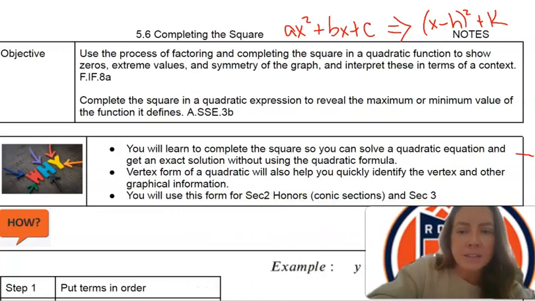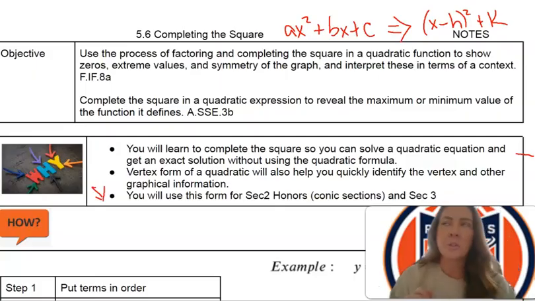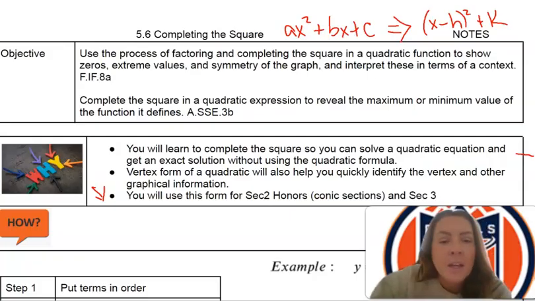Now, in other classes, we will be learning how to graph other shapes, which are called conic sections. In secondary 2 honors, we do this second semester. Some Sec 3 courses also teach those topics, and so you need that format, okay? Vertex form helps us quickly identify a vertex, match graphs, things like that, okay?